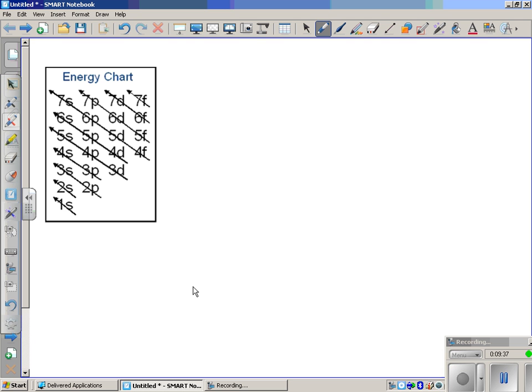So let's use zirconium as an example. Zirconium, Zr, has 40 electrons. Now we are going to have to make use of the periodic table to do this. The directions up top, and you can always go back and access them, tell us that we need to find the closest noble gas to zirconium that has fewer electrons.